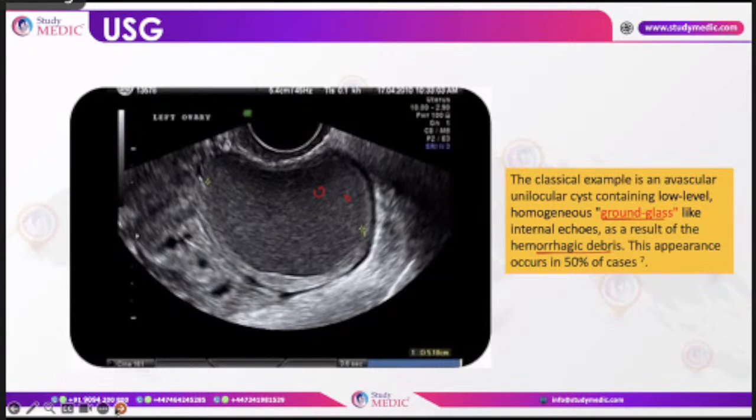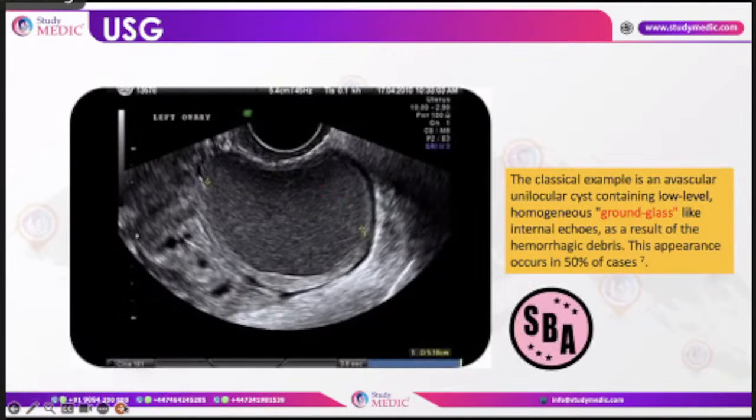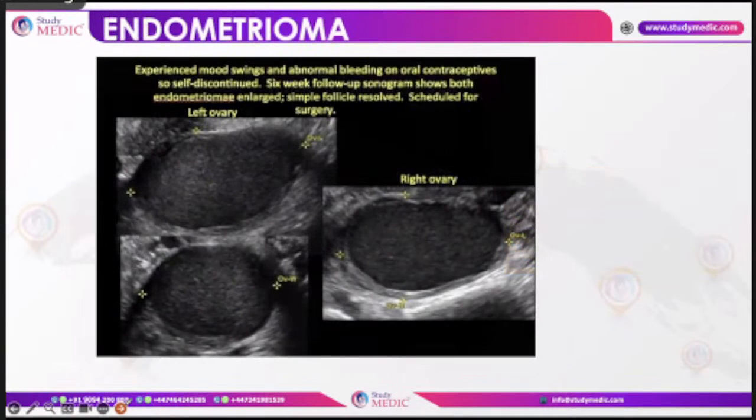Fantastic, guys. You're all doing really good. Now, let's move to the next one. I hope this is clear. This is a case of endometrioma. Again, you will have a single best answer based on this. This is the typical ground glass appearance.